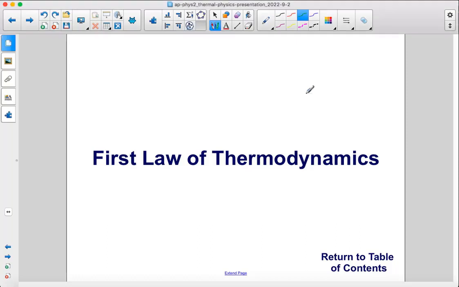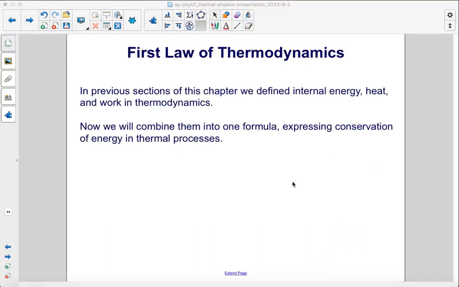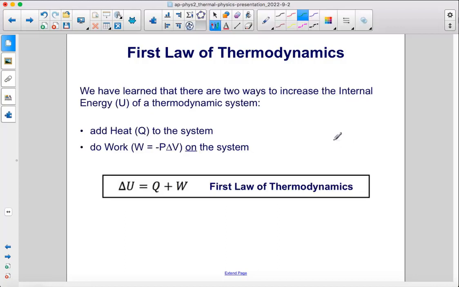The first law of thermodynamics. In previous sections of this chapter, we defined internal energy, heat, and work in thermodynamics. Now we will combine them into one formula, expressing conservation of energy in thermal processes. We have learned that there are two ways to increase the internal energy of a thermodynamic system. Either you add heat to the system, or you do work on the system.